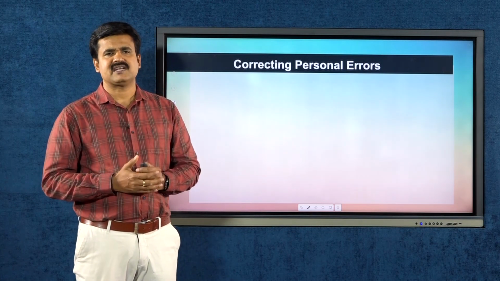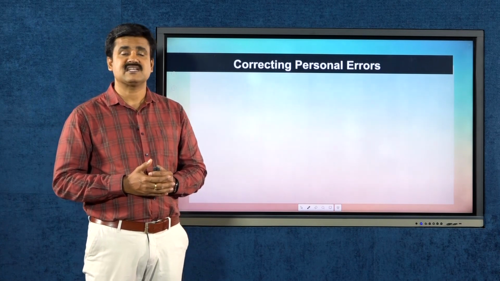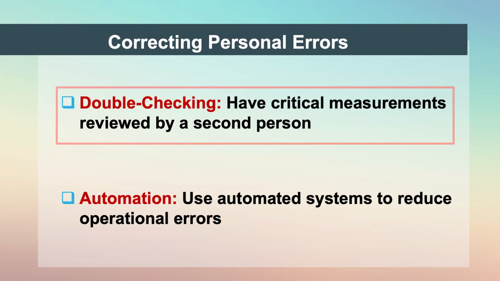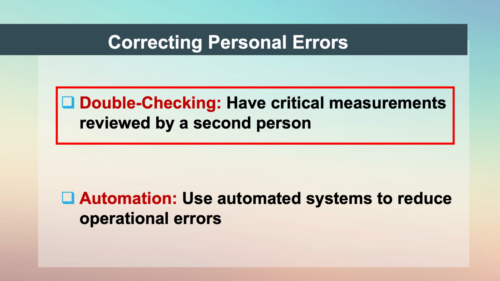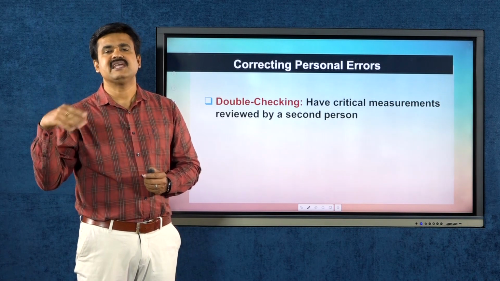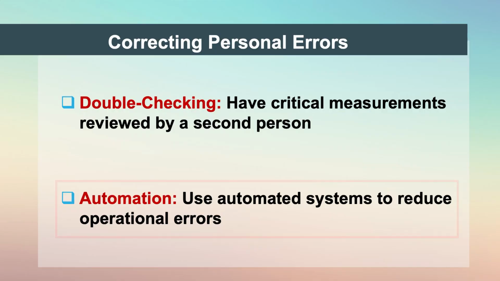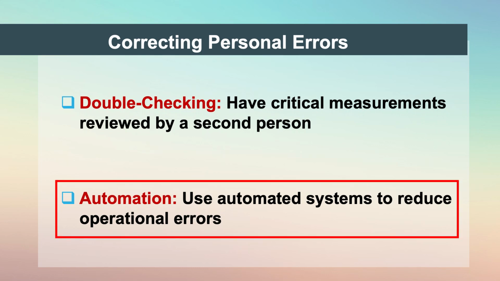The last part is correction of personal errors. How to correct the personal errors? Double checking is a good alternative. You can have critical measurements reviewed by a second person. That is, the analysis performed by one analyst can be repeated by another person and you can double check the values. Automation. Use automated systems to reduce operational errors.